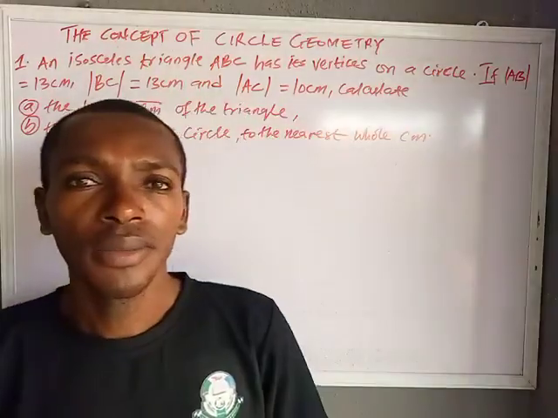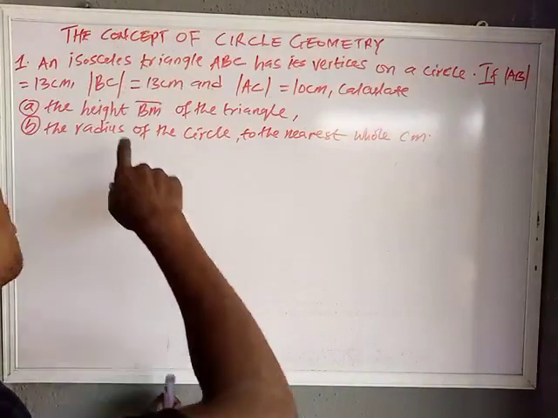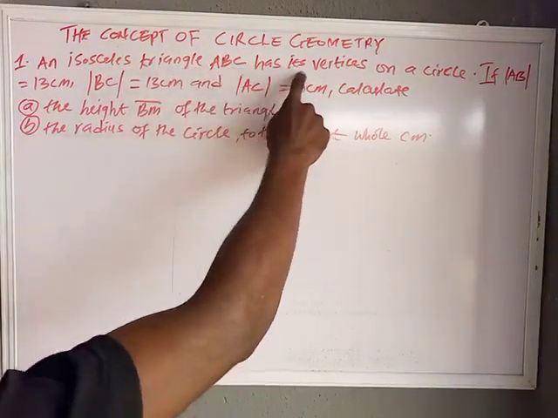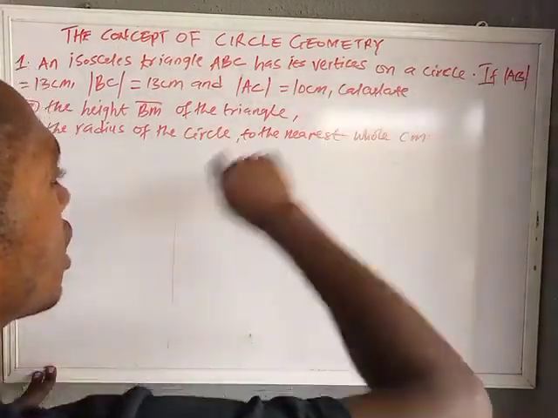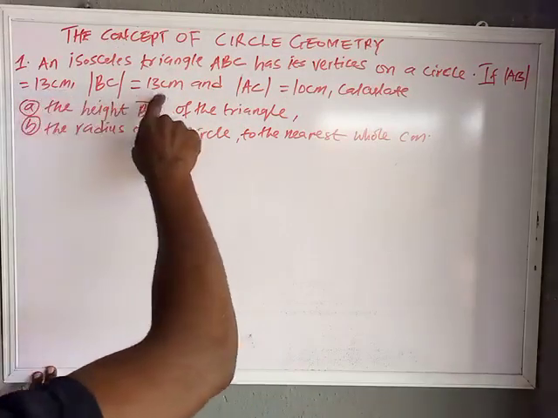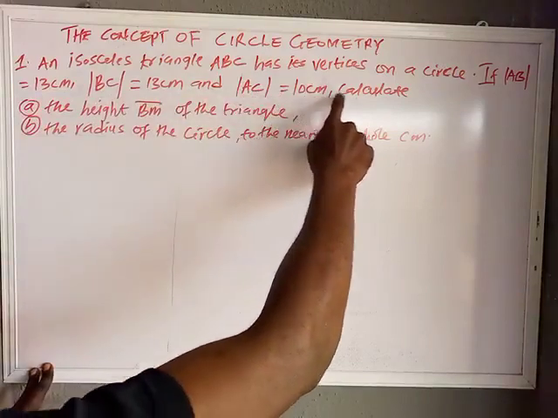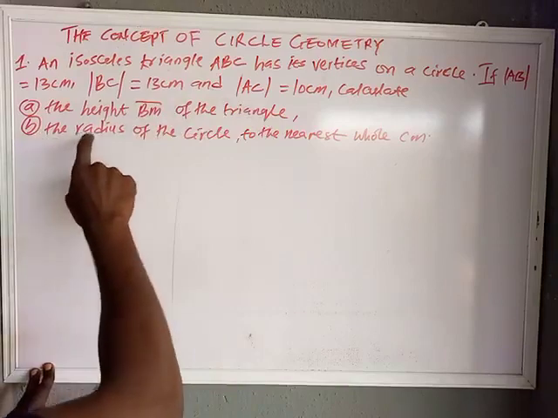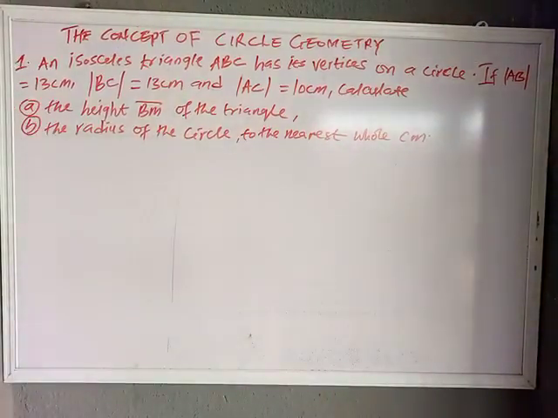Now let's look at the concept of circle geometry. We have an isosceles triangle ABC that has its vertices on a circle. If AB equals 13 centimeters, BC equals 13 centimeters, and AC equals 10 centimeters, calculate (a) the height BM of the triangle, and (b) the radius of the circle to the nearest whole centimeter.